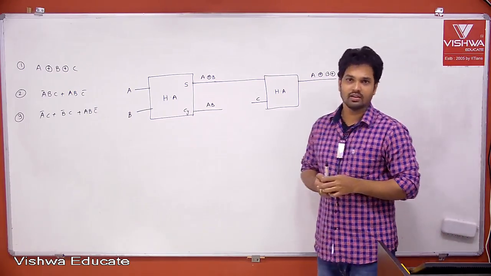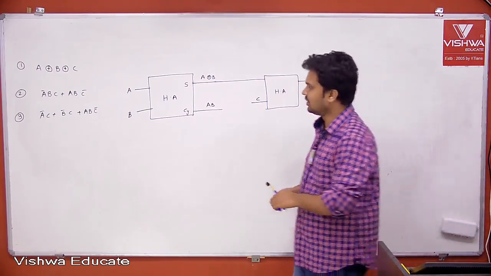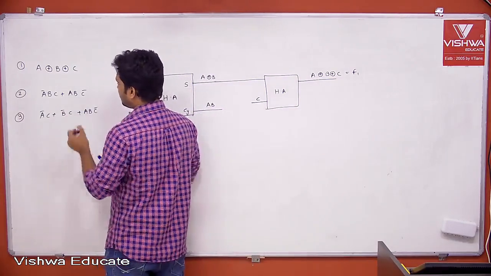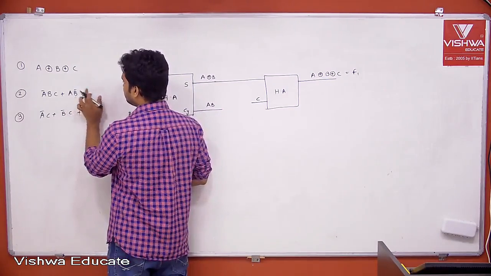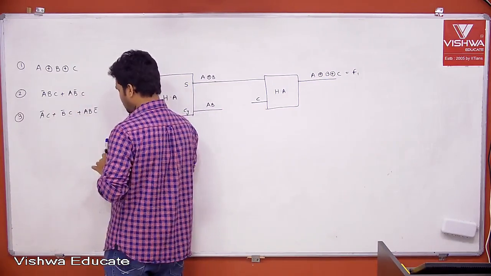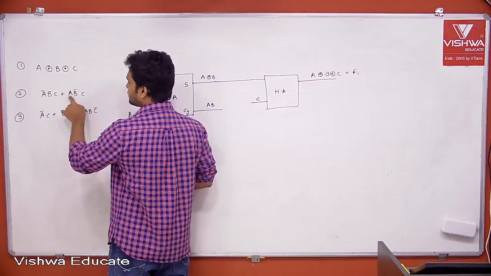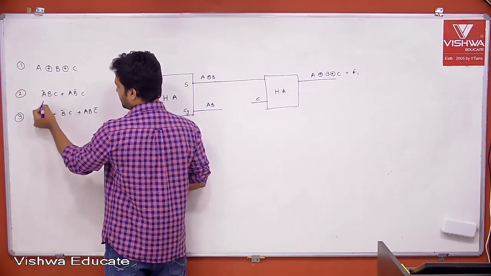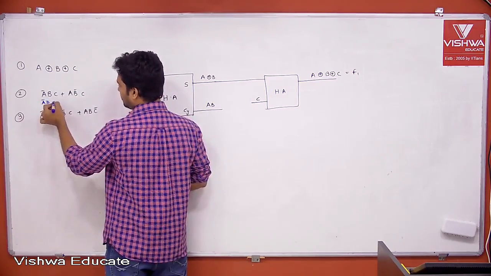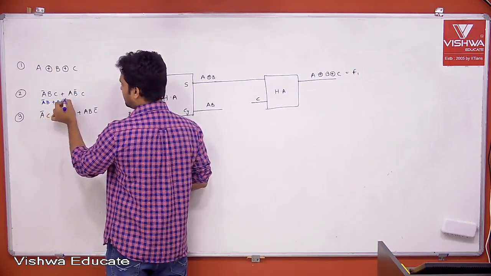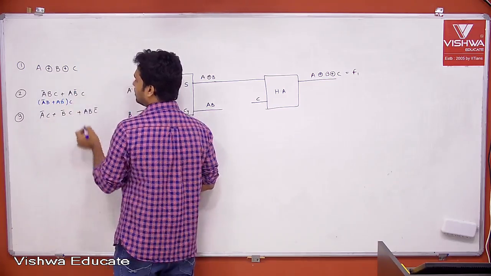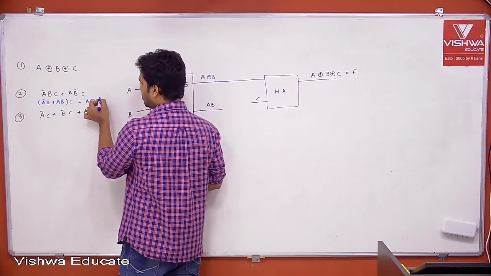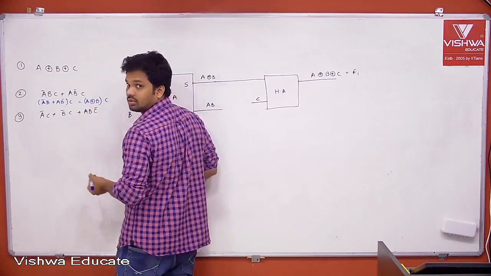What about the remaining 2? See here. You can take like that also, nothing wrong, but let me take A bar B plus A B bar into C. Now, if you take C common, it is A bar B plus A B bar into C. So, what is this expression indirectly? A XOR B into C.